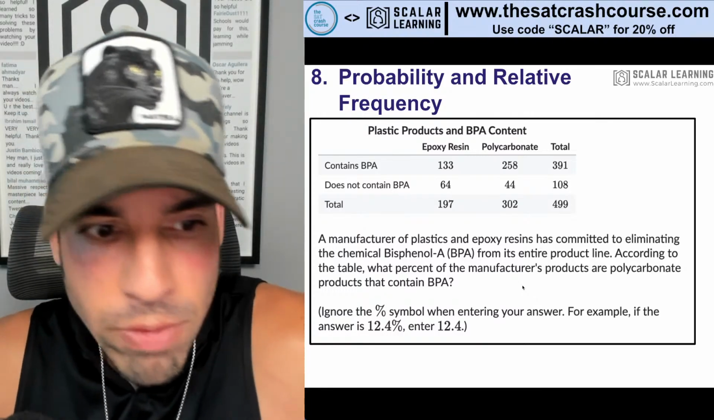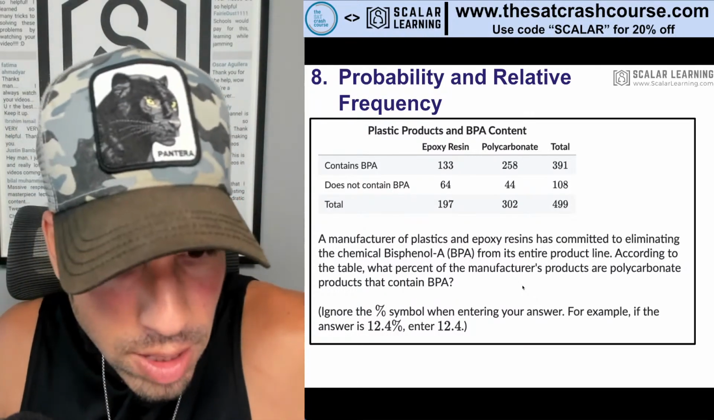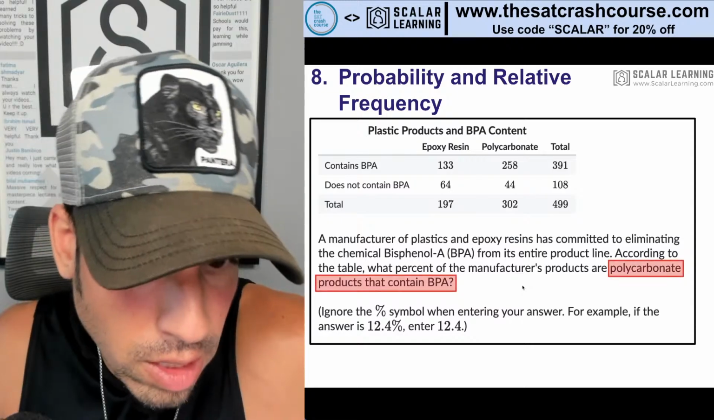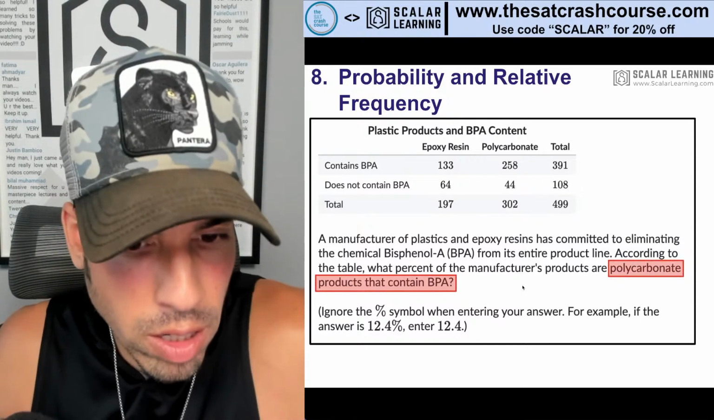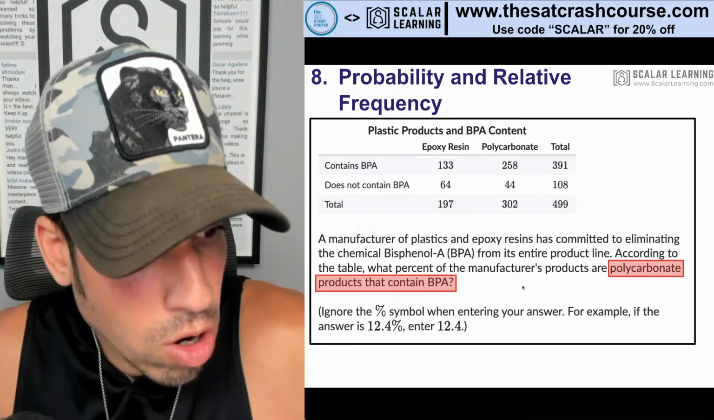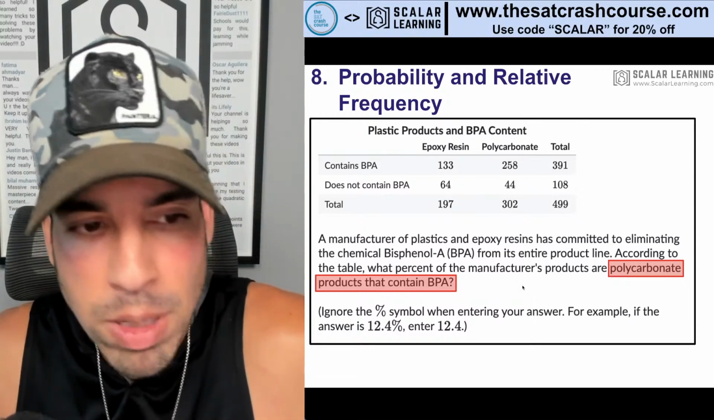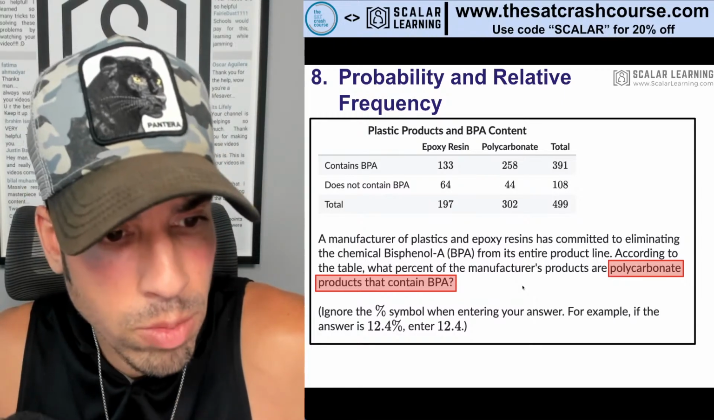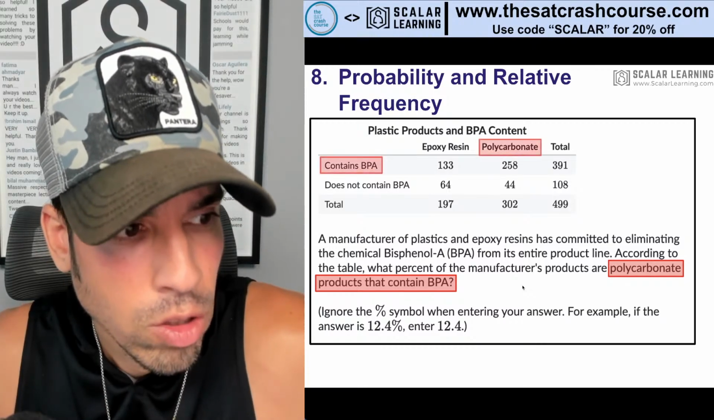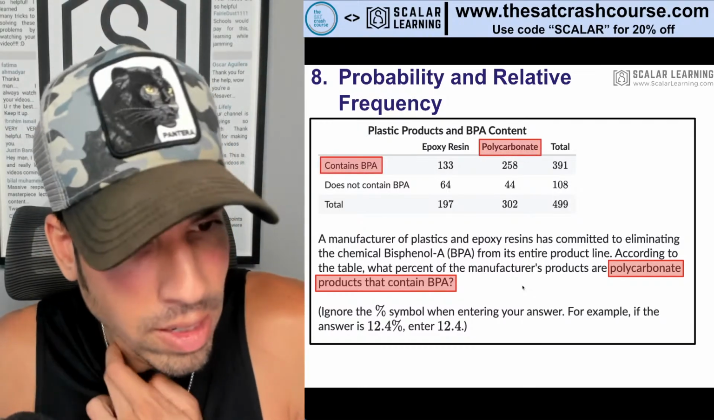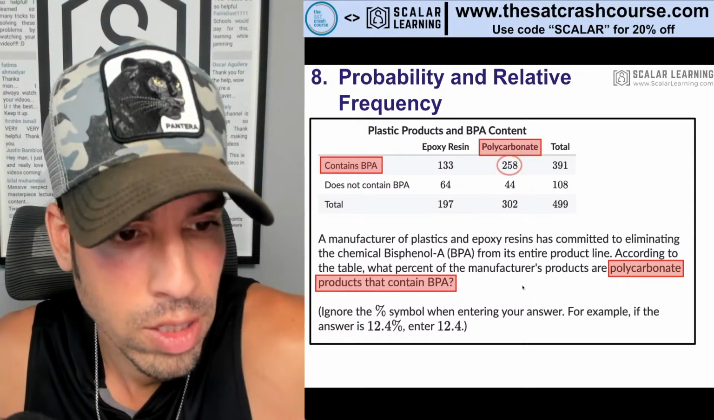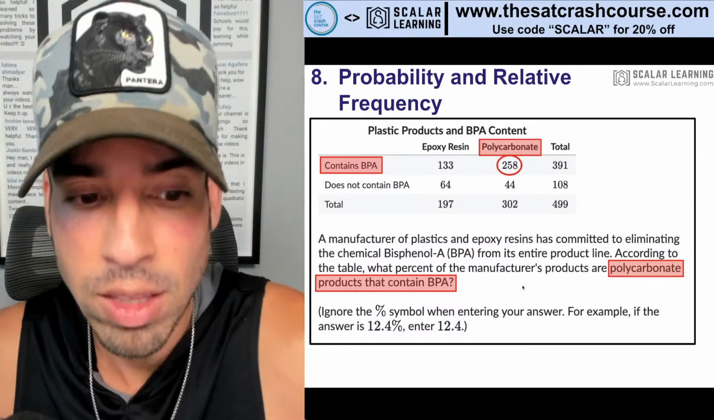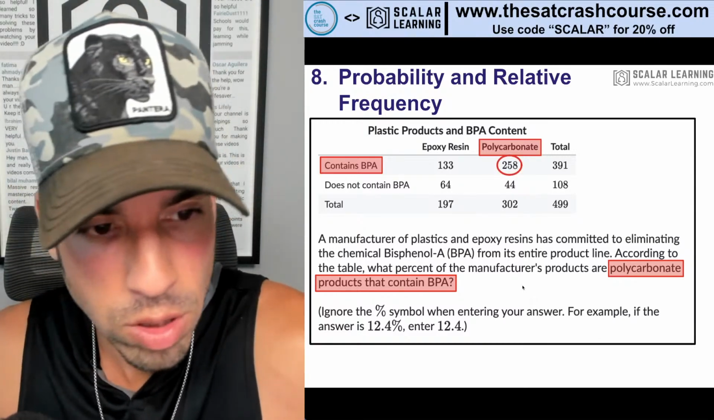Now we have one more problem from Khan Academy, which is pretty cool, and I'm just going to highlight the key parts here. What are they asking about? They're asking about products that are both polycarbonate products and that contain BPA. So what two columns are they talking about for an intersection here? They're talking about polycarbonate and contains BPA, which is this value right there, 258. Those are the amount that contain both of those.